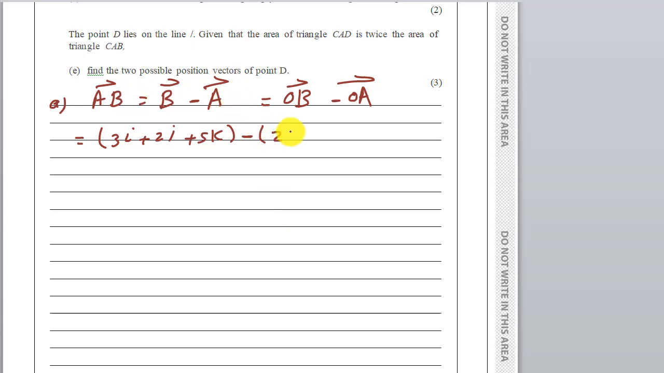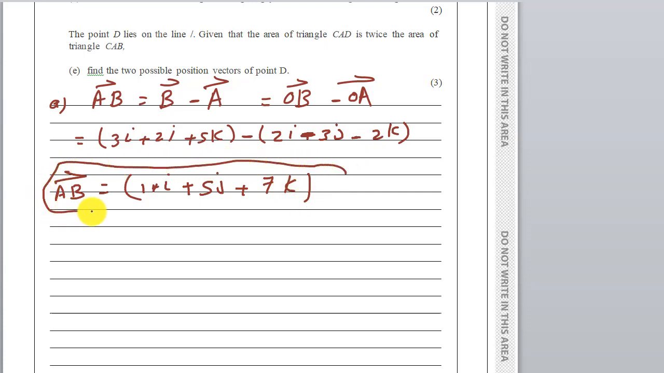So AB as a vector will be equal to 3 minus 2 is 1, so i, plus 2 plus 3, so plus 5j, plus 5 plus 2, so plus 7k. And this is the answer of the first part in this question.